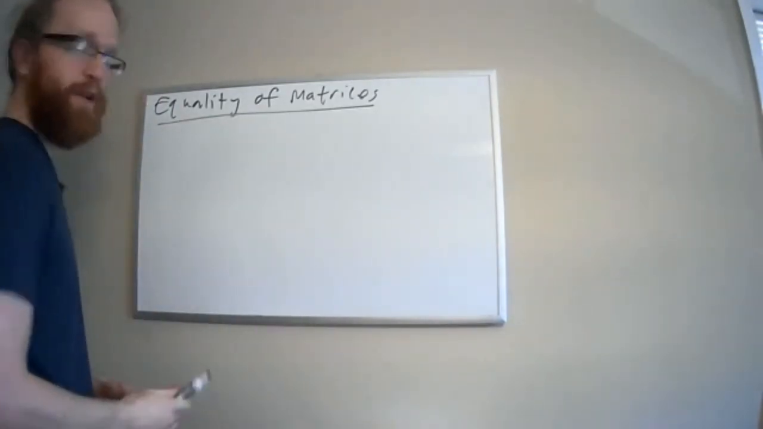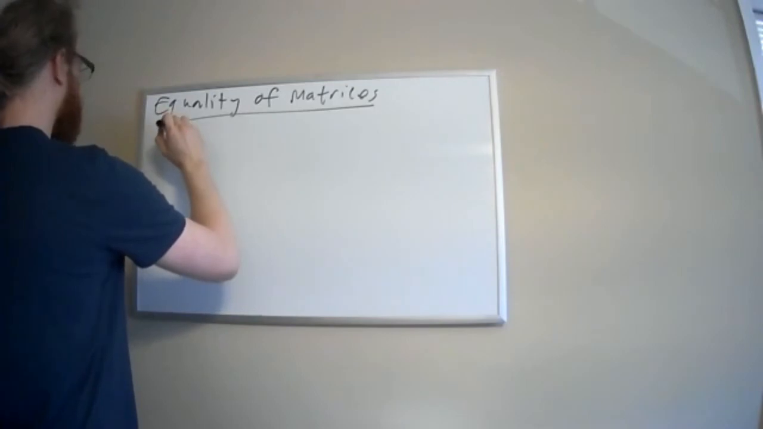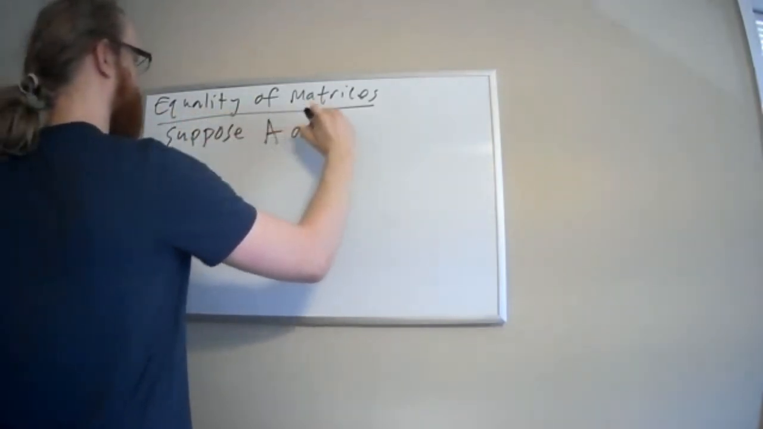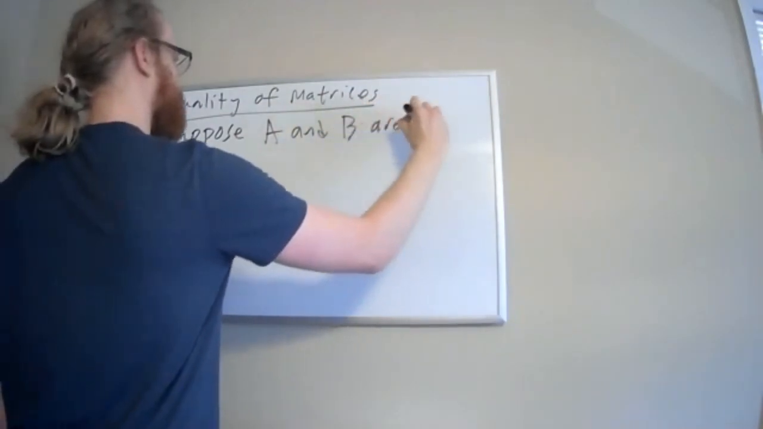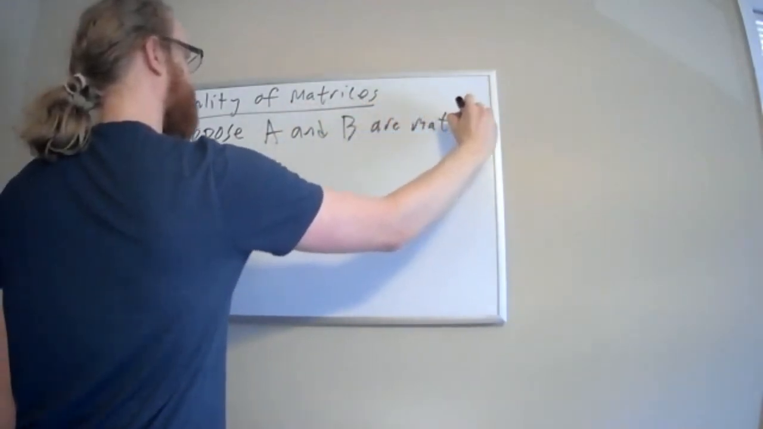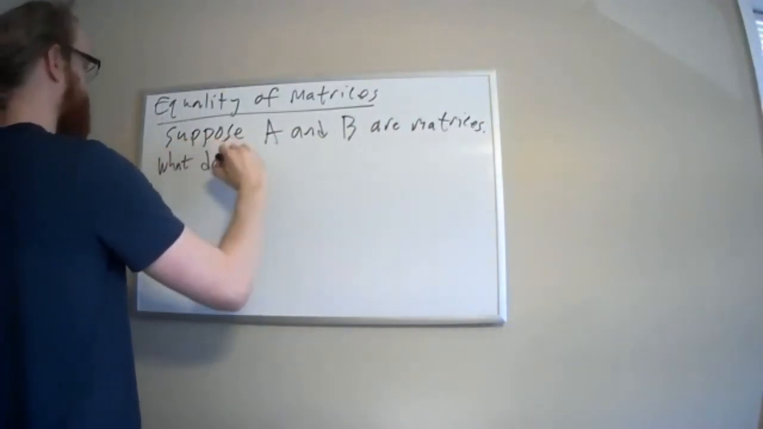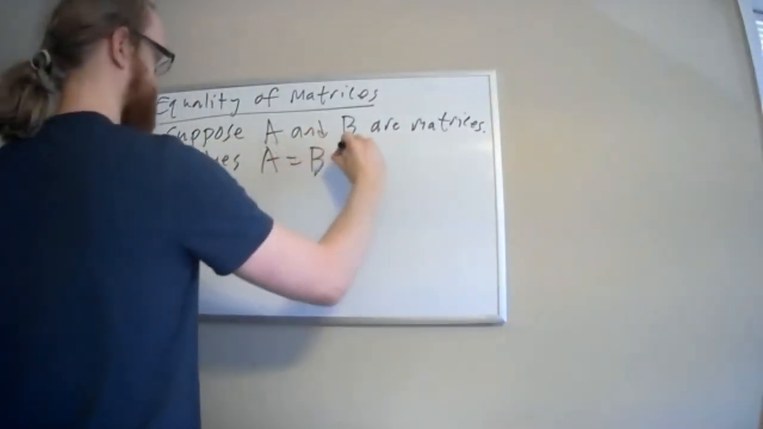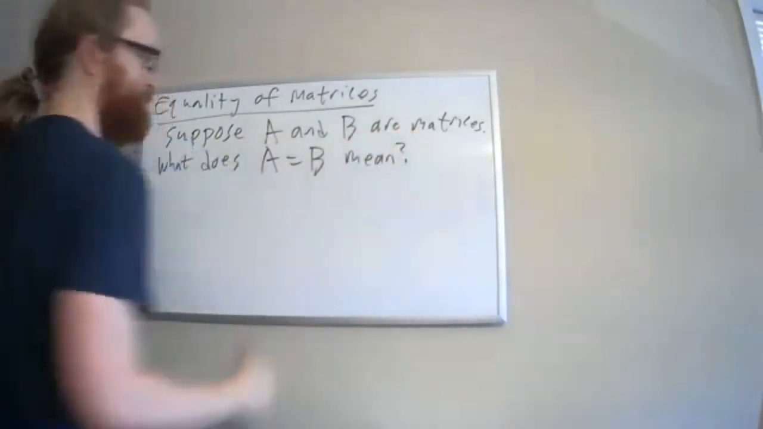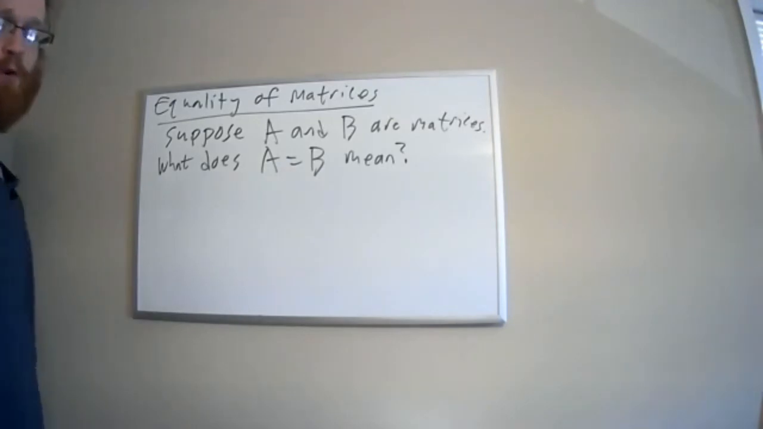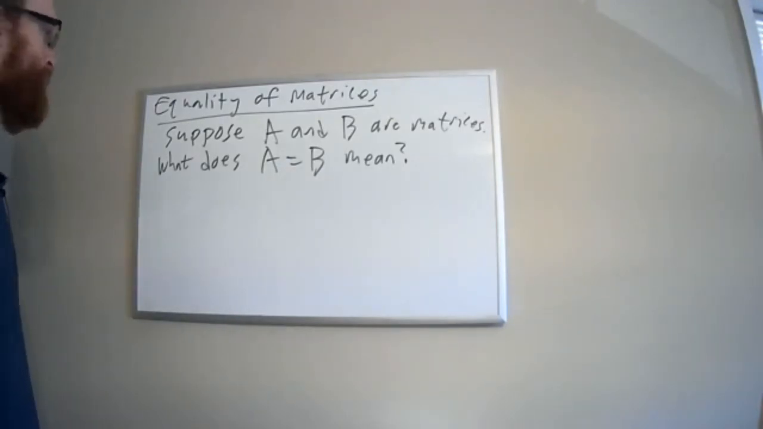So what should equals mean for matrices? Suppose A and B are matrices. What does A equals B mean? What does it mean that these 2 matrices are equal if I write this? What do we want it to mean, probably? I probably want it to mean that A and B are the same. Yeah, they're the same matrix.